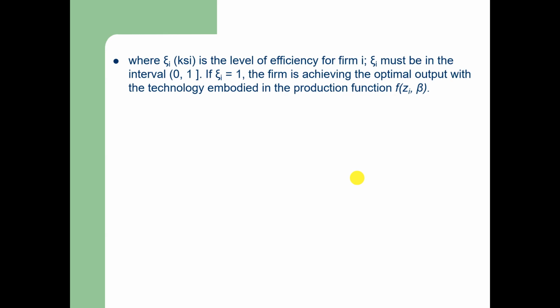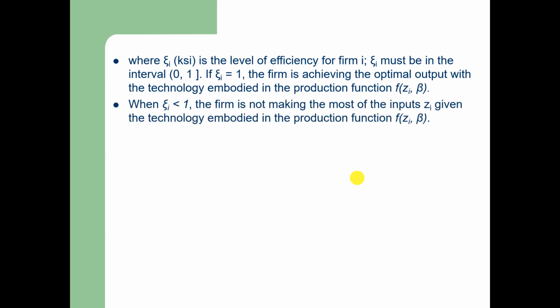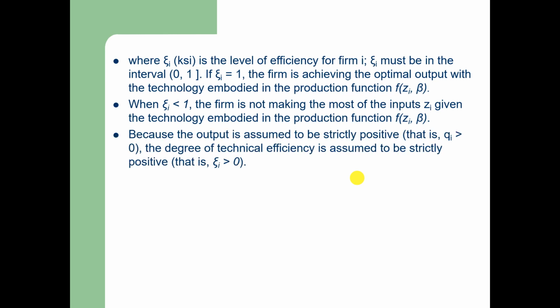If psi i is equal to 1, the firm's actual or observed output is equal to the maximum or optimal output with the technology embodied in the production function f of zi beta. If psi i is less than 1, the firm is not producing the maximum feasible output, and it is not making the most of the inputs zi given the technology embodied in the production function f of zi beta. Because the output is assumed to be strictly positive, the degree of technical efficiency is assumed to be strictly positive as well.